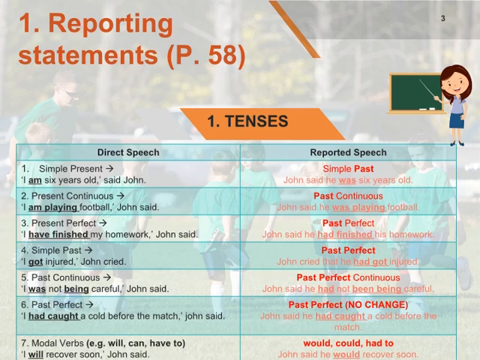Fifth, past continuous tense will be changed into past perfect continuous tense. For example, was not being in the direct speech is changed to had not been being in the reported speech. Then, please draw special attention to the past perfect tense. There will be no change between direct and indirect speeches. Finally, modal verbs such as will are changed into their past tense form, like would.